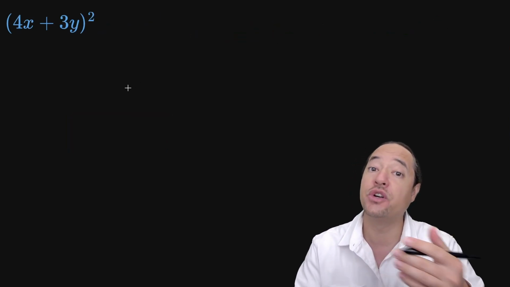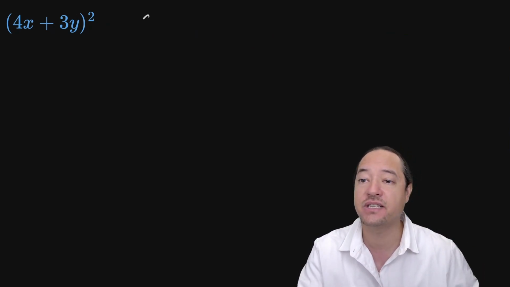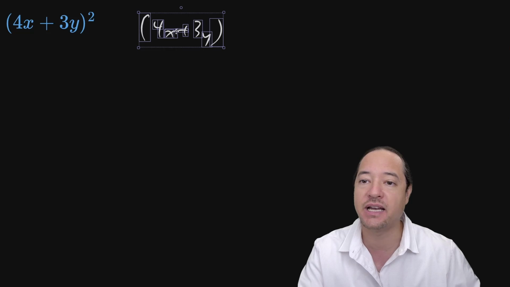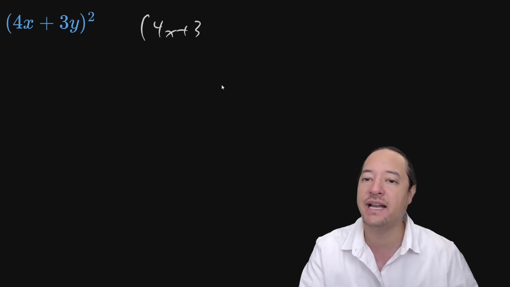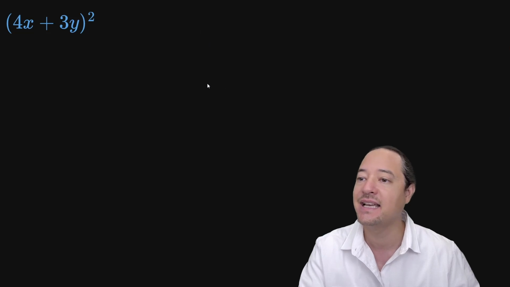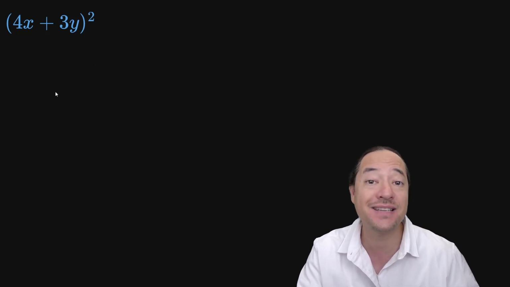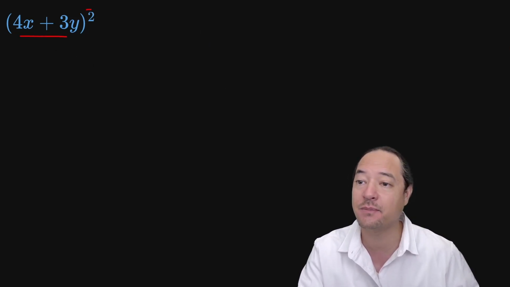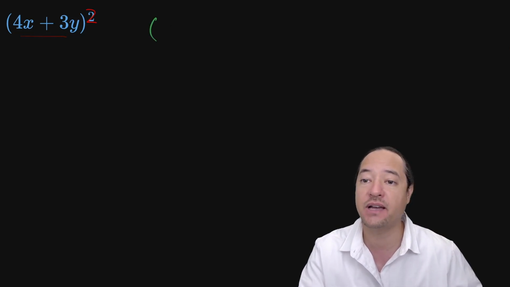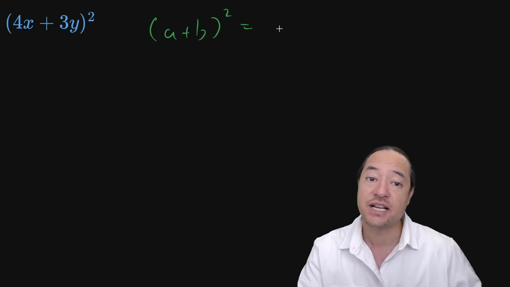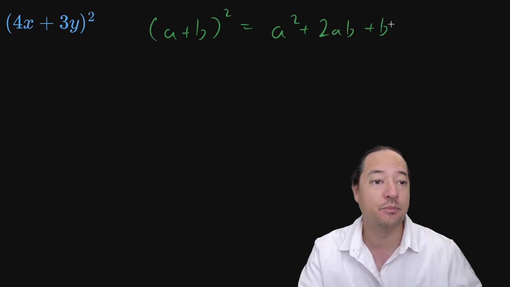Here again, we could FOIL, right? You could consider this as 4x plus 3y multiplied by itself, and you could FOIL that. But we don't want to do that. Instead, we're going to recognize that this is the square of a sum, right? You've got a sum squared. So the rule here is if you have a plus b squared, this is going to be a squared plus 2ab plus b squared.